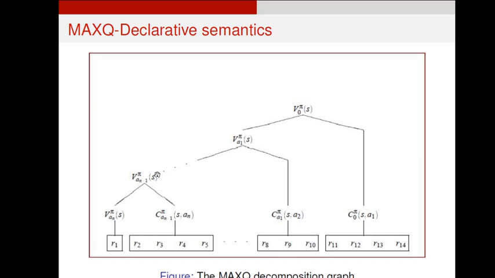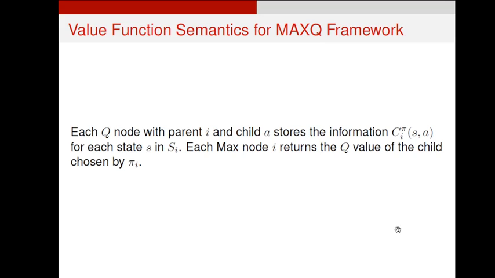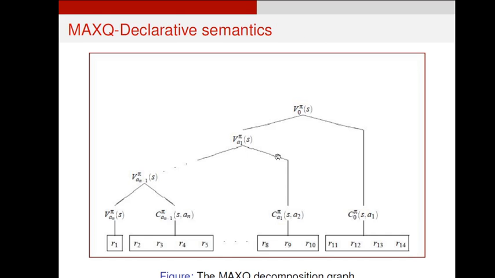When we look into this plot, this Va1 pi of S defines the Q value for the child. This V0 pi of S gives the Q value corresponding to the state S in Si. That is why it is called MAXQ. See, this Q part is for Ci pi of S, A, then the max node value corresponds to the V pi value. This is the max value, this is the Q value. That is why the name MAXQ.